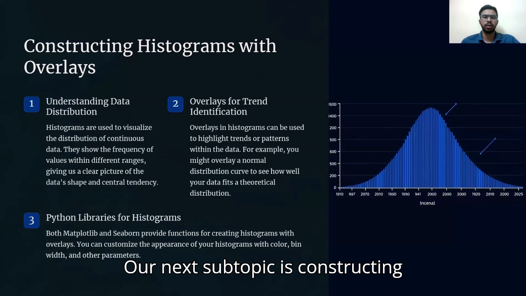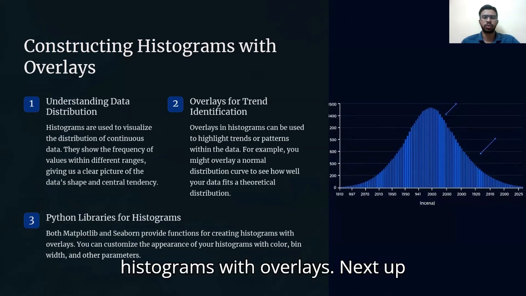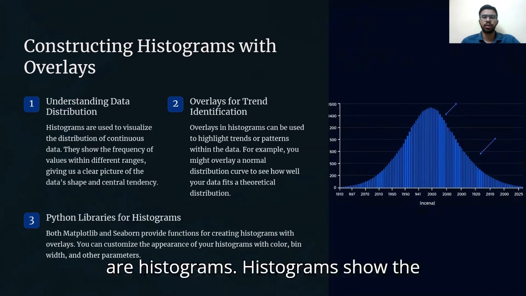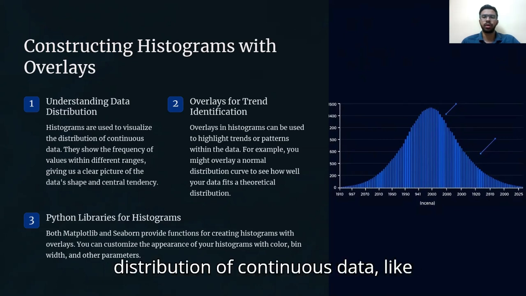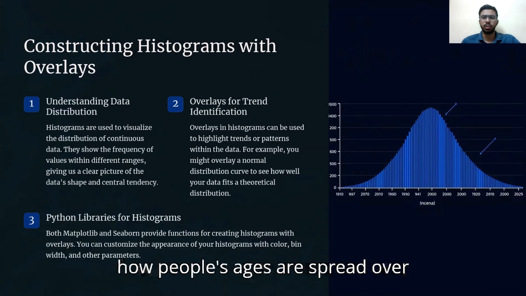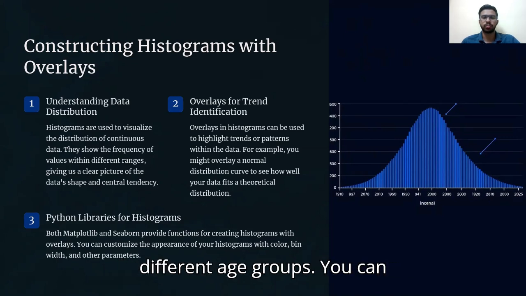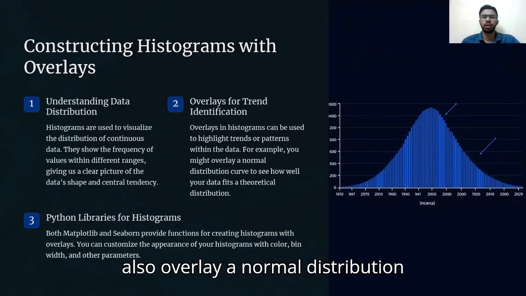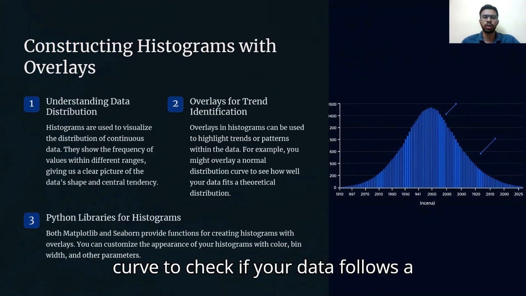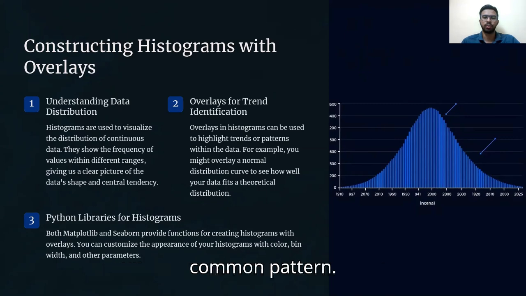Our next subtopic is constructing histograms with overlays. Next up are histograms. A histogram shows the distribution of continuous data, like how people's ages are spread over different age groups. You can also overlay a normal distribution curve to check if your data follows a common pattern.